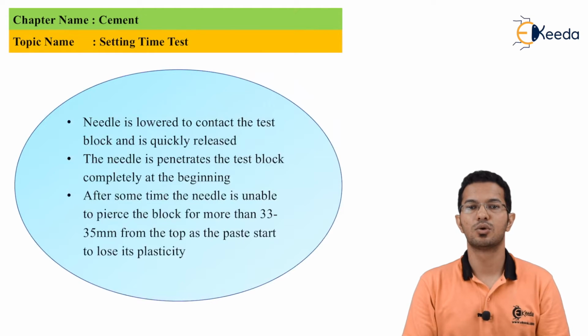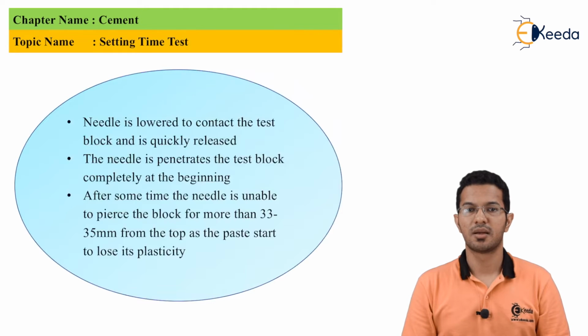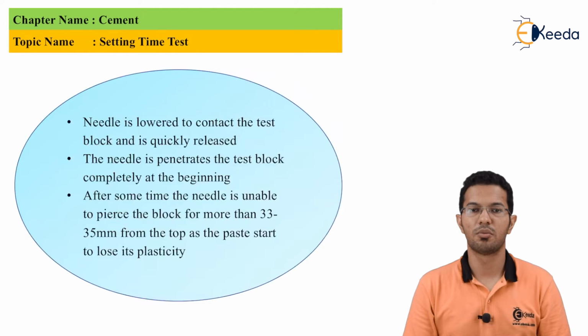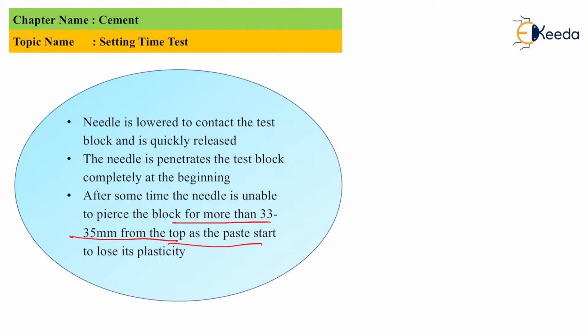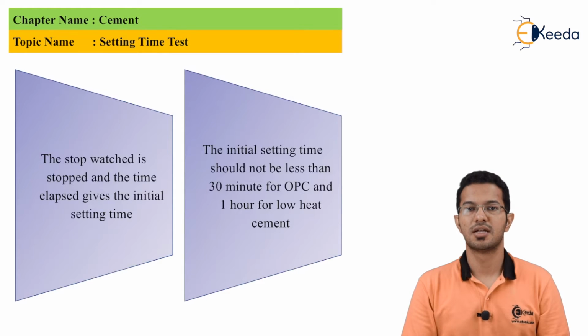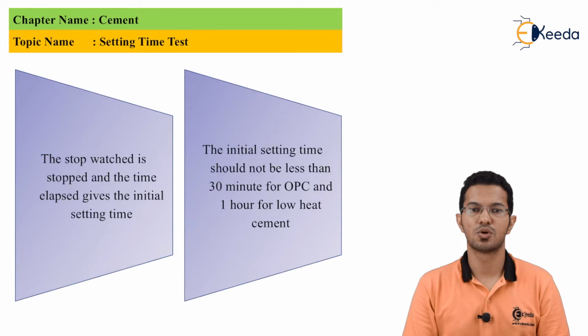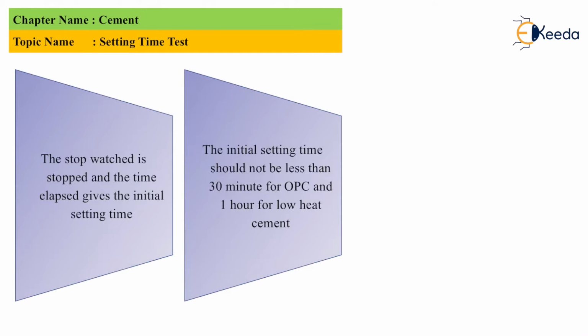The needle is lowered to contact the test block and is quickly released. The needle then penetrates the test block completely at the beginning. After some time, the needle is unable to pierce the block for more than 33 to 35 mm from the top as the paste starts to lose its plasticity. The stopwatch is then stopped and the time elapsed gives the initial setting time. Some recommendations are: the initial setting time should not be less than 30 minutes for OPC and 1 hour for low heat cement.